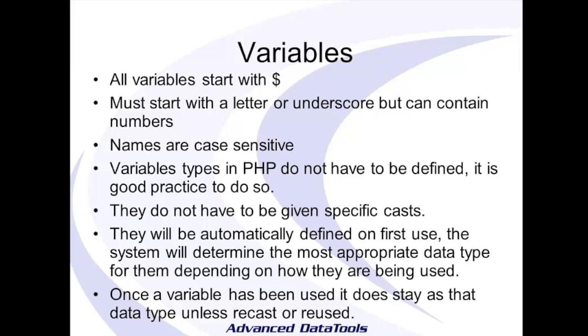Once a variable has been used, it will stay as that data type unless you tell the engine, either you undefine it, you redefine it, or you do something that tells it to change, like you add part of a string to an integer. The engine won't quite know what to do with it. But if it's a new variable, it can be anything you want it to be, or if you redefine it, it can be anything you want it to be. We'll be going through some examples of this shortly.